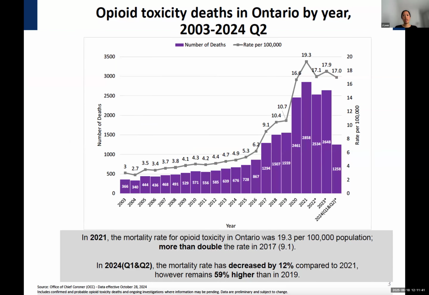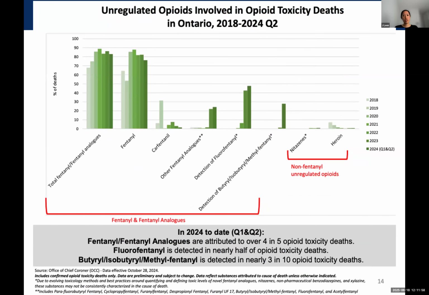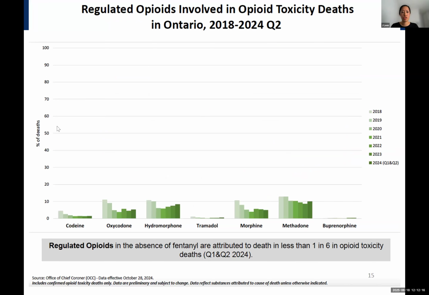So this is coroner data that looks at deaths in Ontario in which opioids were identified. You can see that after 2016, the deaths that involve opioids have gone up significantly. And what opioids are found in these patients? It's an increasingly large amount of fentanyl and fentanyl analogs. You can see here that almost 90% of those deaths involve some type of fentanyl. And that's in contrast to the regulated opioids or prescription opioids, where they're only found in about 10% of deaths.